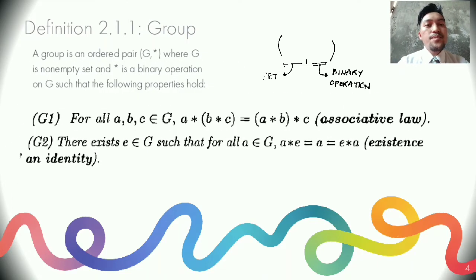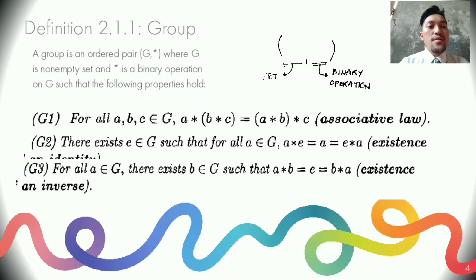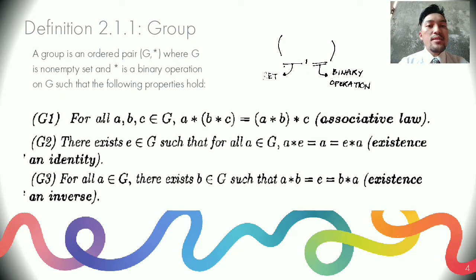For G2, there exists e that is an element of G such that for all a that are elements of G, a star e equals a equals e star a, for the existence of an identity. For G3, for all a that are elements of G, there exists b that is an element of G such that a star b equals e equals b star a, which is the existence of an inverse.